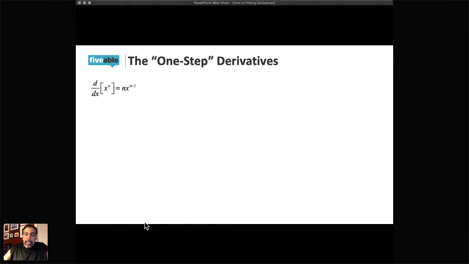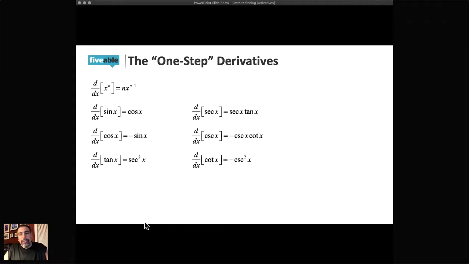We're going to do 6 more tonight, and those 6 are your trigonometric functions. Every basic trigonometric function should also be considered a one-step derivative. I've got those 6 derivatives written out for you on this screen. The derivative of sine x is cosine x. The derivative of cosine x is negative sine x. The derivative of tangent x is secant squared x. The derivative of secant x is secant x tangent x. The derivative of cosecant x is negative cosecant x cotangent x. And the derivative of cotangent x is negative cosecant squared x.